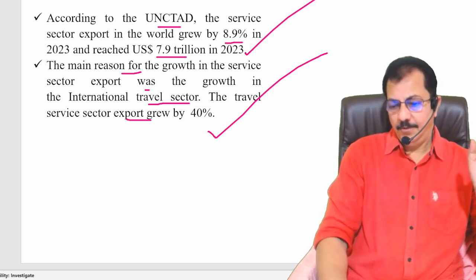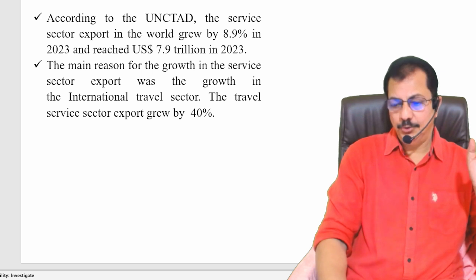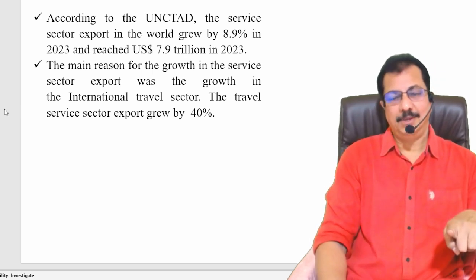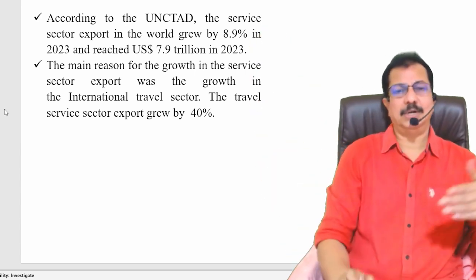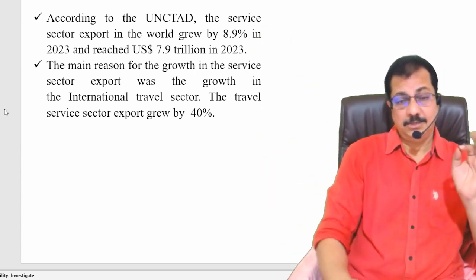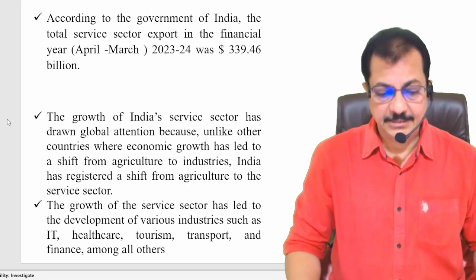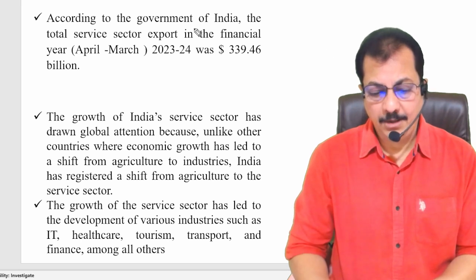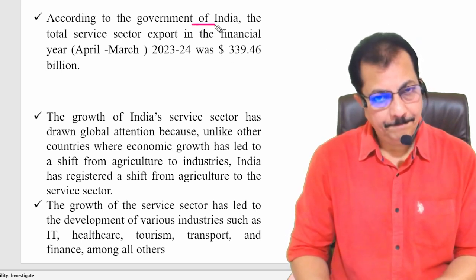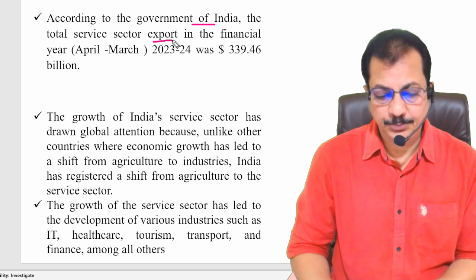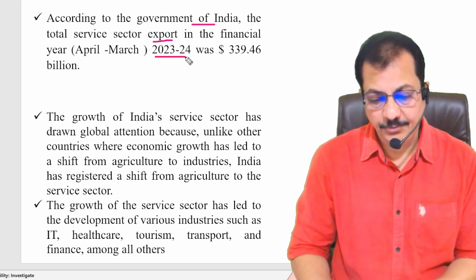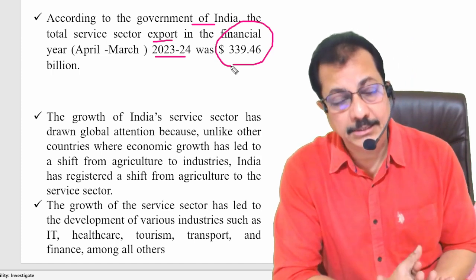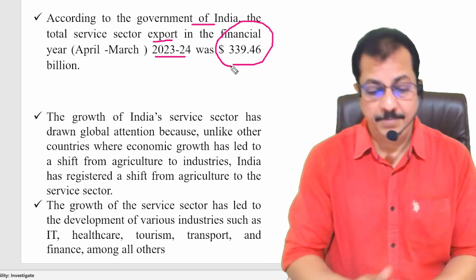Am I clear? From the examination point of view, you should know what the growth is and what the reason for the growth is. How much it has declined and what the reasons for the decline are. These are all important points for the examination. Next, according to the government of India, the total service export in the financial year 23-24 was $339.46 billion. Very important one.